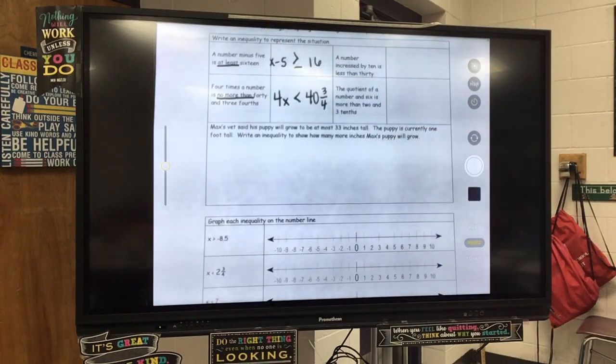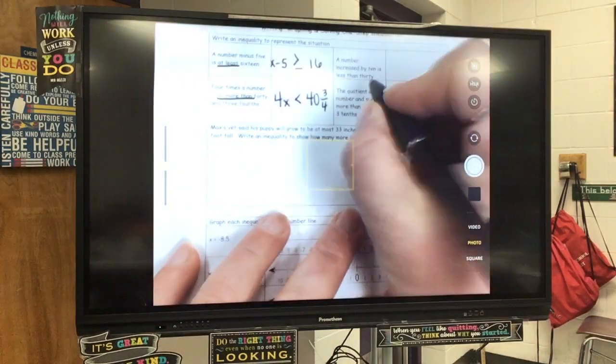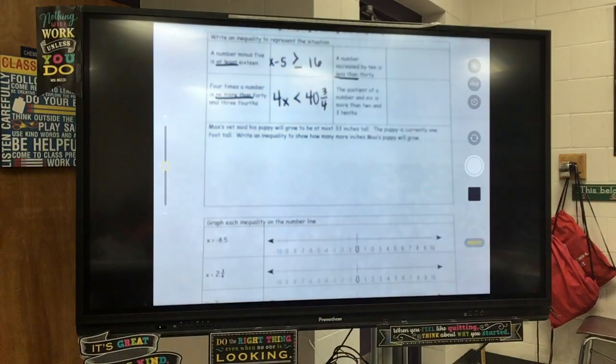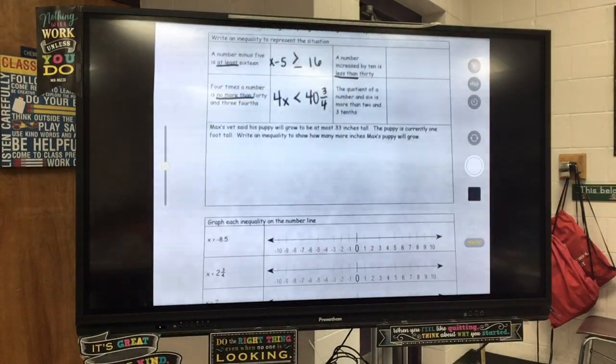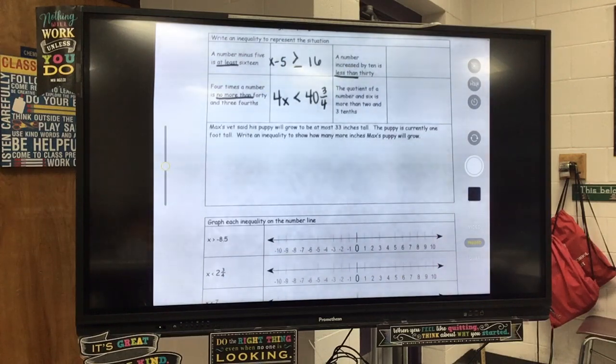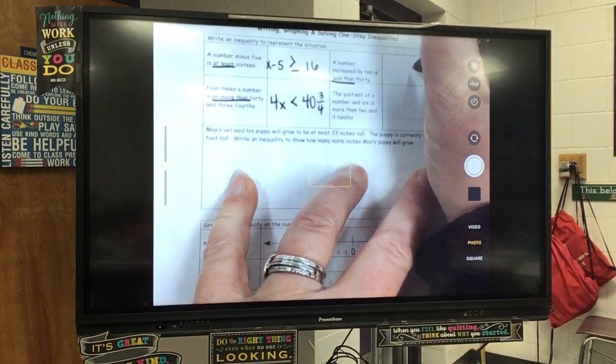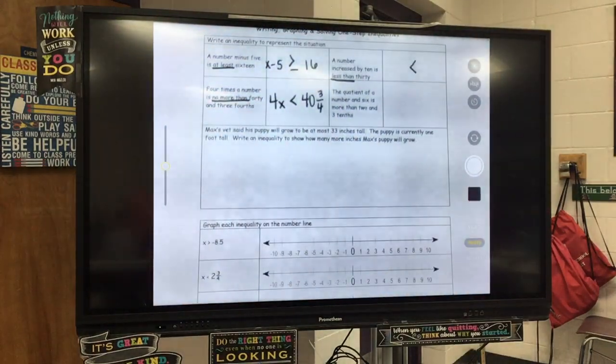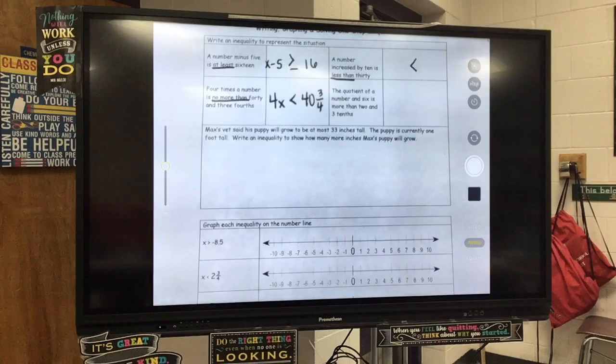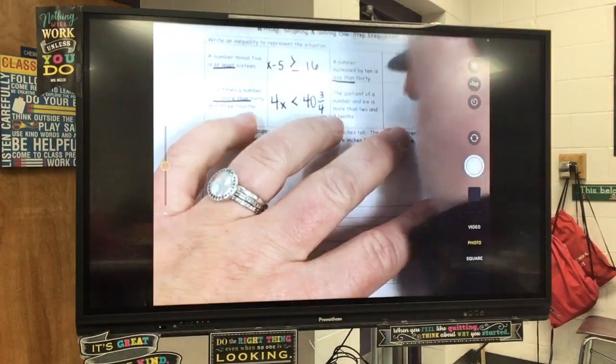All right, going up to the top right. A number increased by 10 is less than 30. So less than is telling us what? Less than something. Okay, so Garrett, I have a question. Is that open to the left or does it open to the right? To the right. And then a number increased by 10. What does that mean? Right. X plus 10.